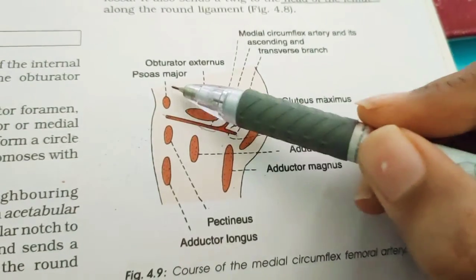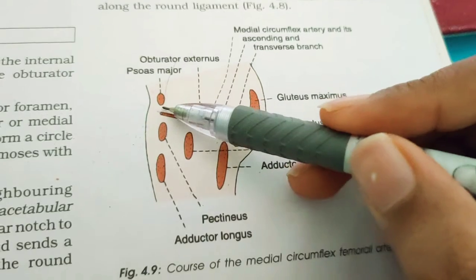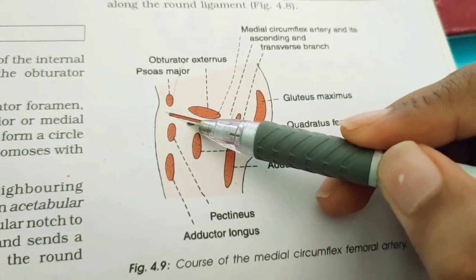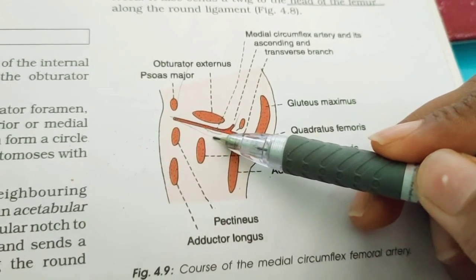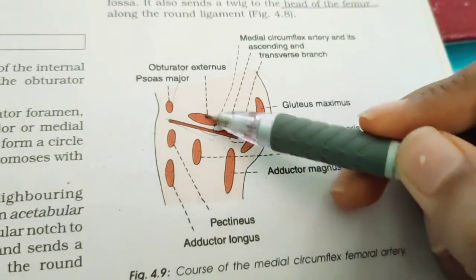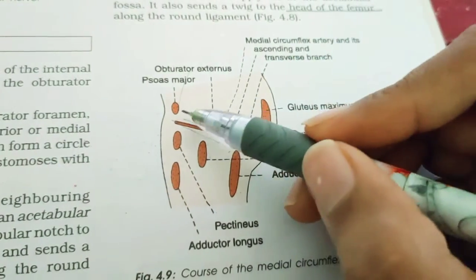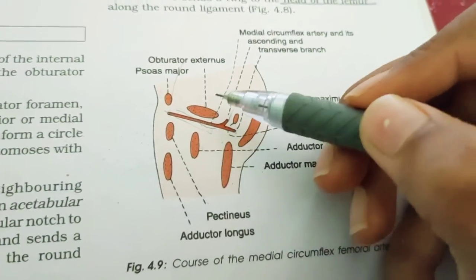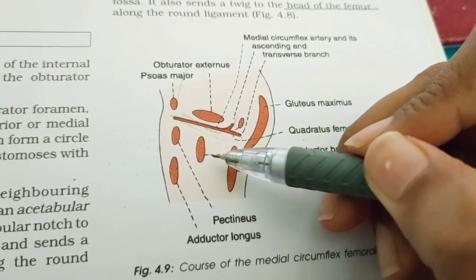So it will pass backward between the psoas major muscle and the pectineus muscle. You can say this is pectineus, psoas major, and between them is the circumflex femoral artery. It continues backward between the obturator externus and adductor brevis. So first it passes between both P's, psoas major and pectineus. Next it passes between obturator externus and adductor brevis.